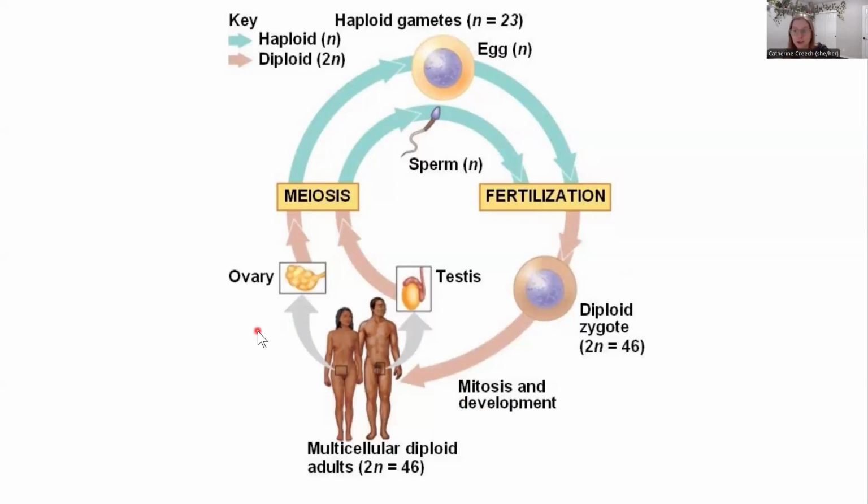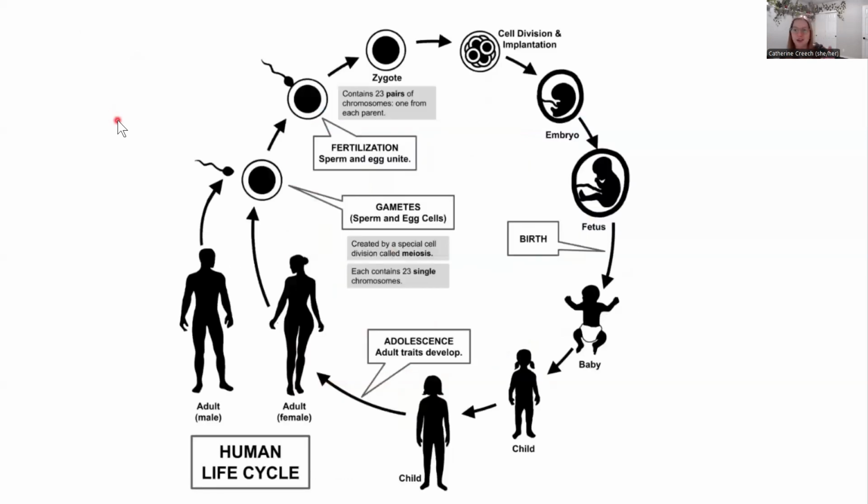I want to show you another diagram because I think it helps to see it more than once. Here's another human life cycle diagram. We'll start with our adults. We have 2 adults. They're going to have gonads. In their gonads, they're going to produce meiosis, which will cause 4 daughter cells to be created. They're genetically different from each other and the adults that made them, and they are haploid.